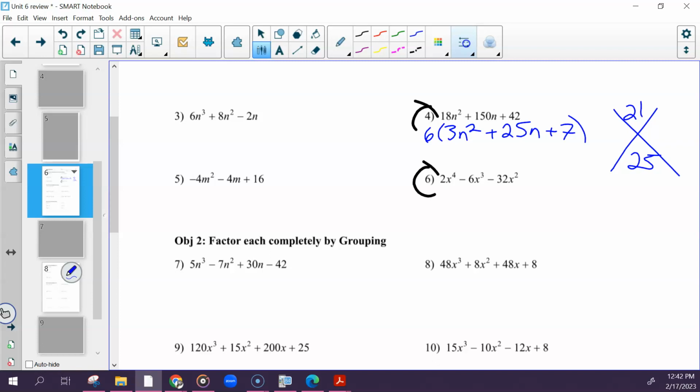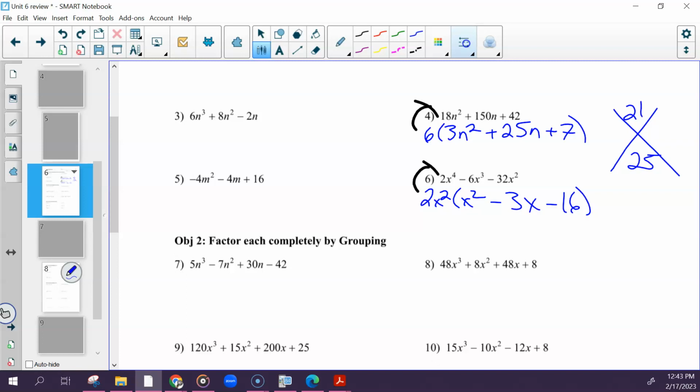For 6, what is the GCF of that? 2. Do we have any variables we can take out? X squared. We're dividing out 2x squared. What's left? X squared minus 3x minus 16. Yes, just 16. And then same thing, I can't take out anything else.